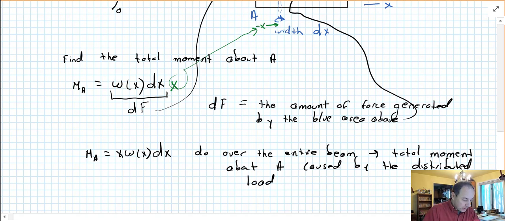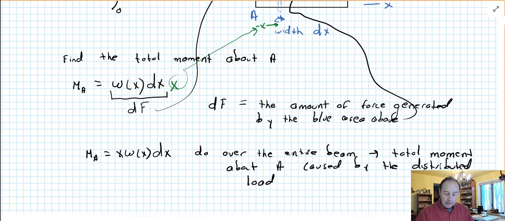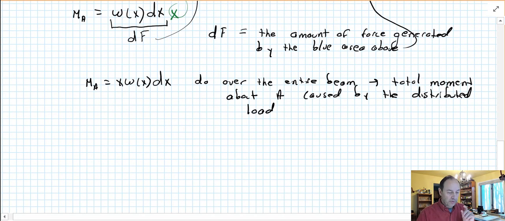Okay, so this right here we're calling MA, just the moment caused by that little one area, that little bit of force. All right, now, but what we want to know, right? What we're getting back to is if we want to replace this distributed force by a point force. How do we know where to put that equivalent force?